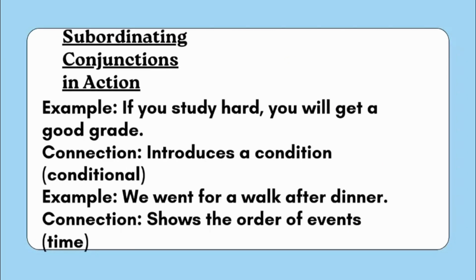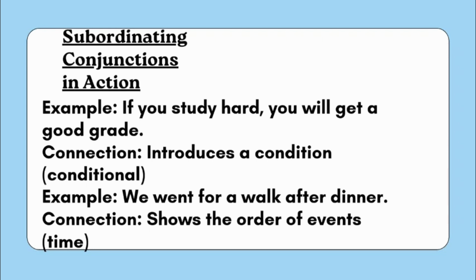Let us look at a few more examples of sentences that make use of subordinating conjunctions. If you study hard, you will get a good grade. That is showing a conditional connection. It introduces a condition that the only way you can get a good grade is to study hard.